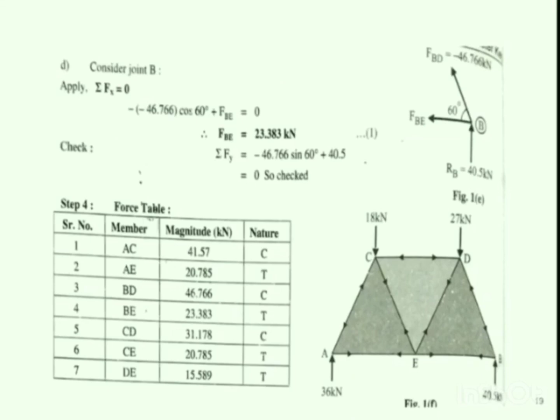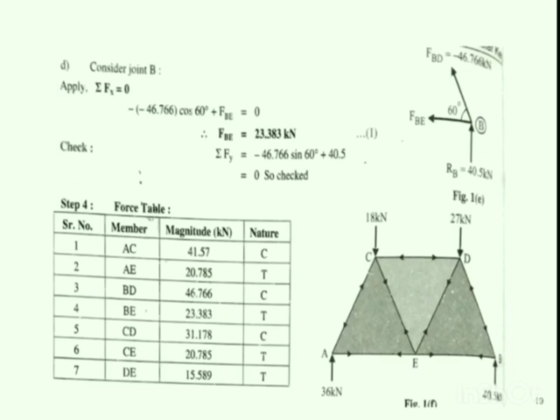Next, we are left with only one member force, that is EB. For that we again need to isolate the joint B and apply the conditions of equilibrium to get the value of the force BE. Now over here you can see we have first applied summation Fx, we have substituted the value of FBD that we got as negative, and then we have calculated the value of FBE, that is 23.383 kilonewton.